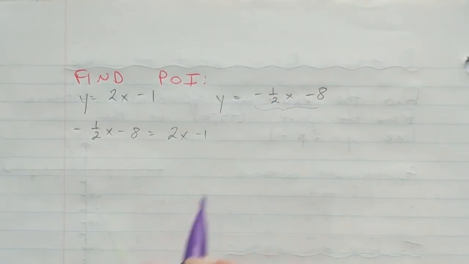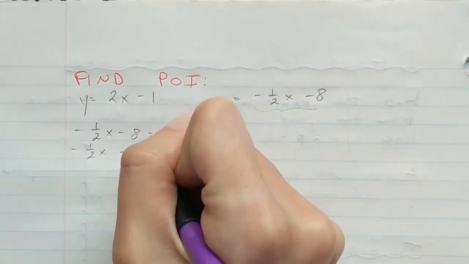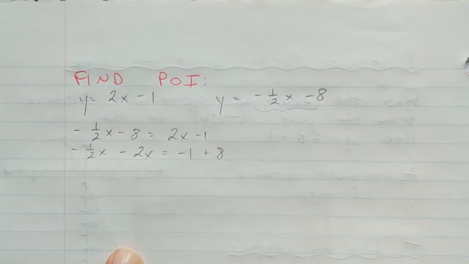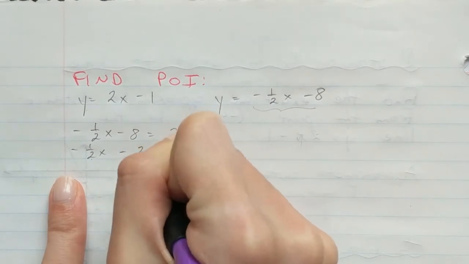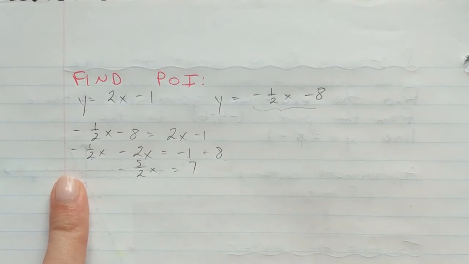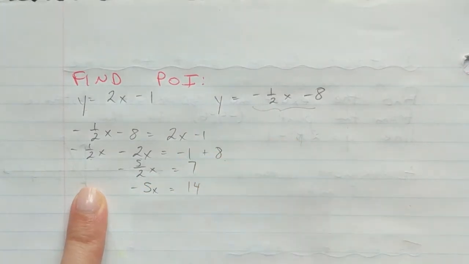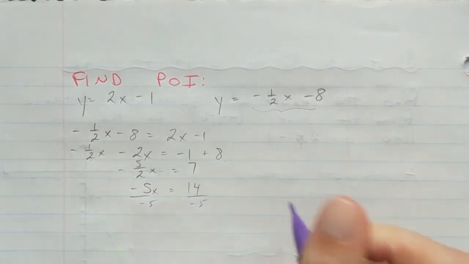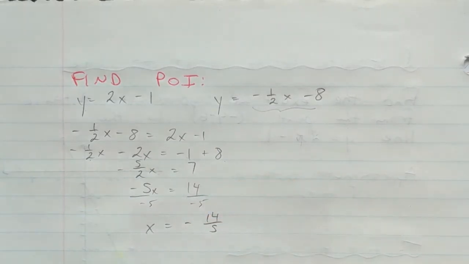Now we just have to solve for x. I'm going to move my x's to the left, my whole numbers to the right. Negative 1 over 2 x minus 2x is equal to negative 1 plus 8. Negative 1 over 2 x minus 2x is a negative 5 over 2 x. Negative 1 plus 8 is 7. I'm going to multiply both sides by 2 in order to clear my denominator, and I'm going to divide both sides by negative 5 to give me x is equal to negative 14 over 5.